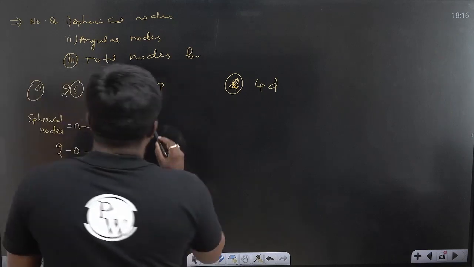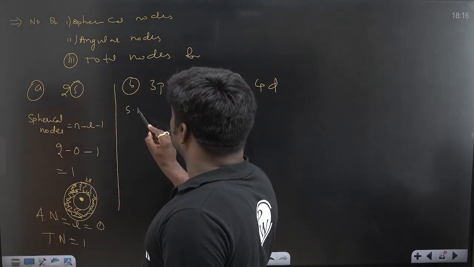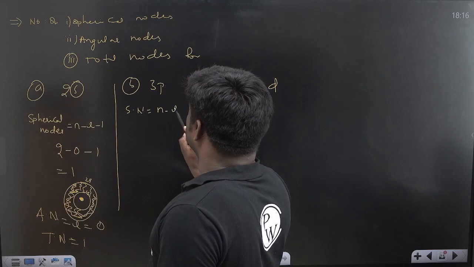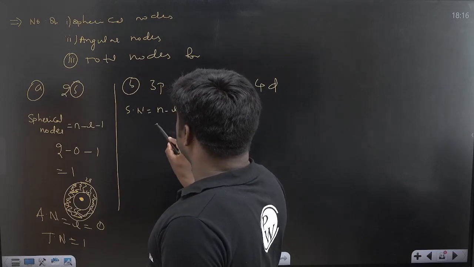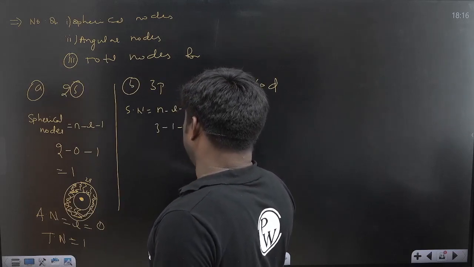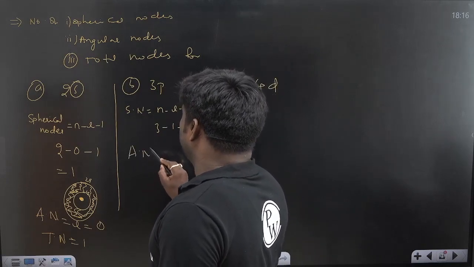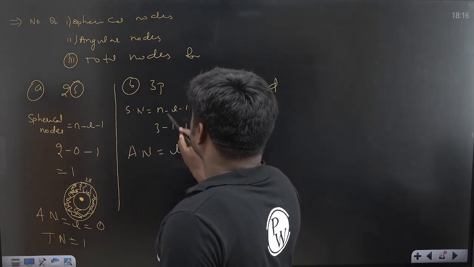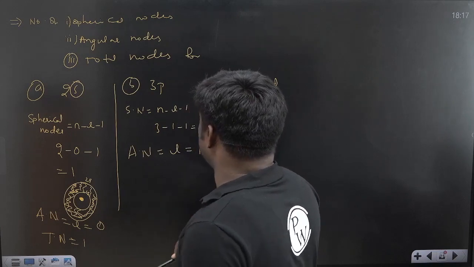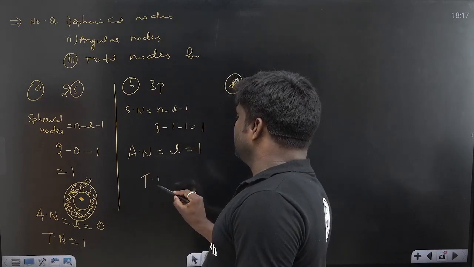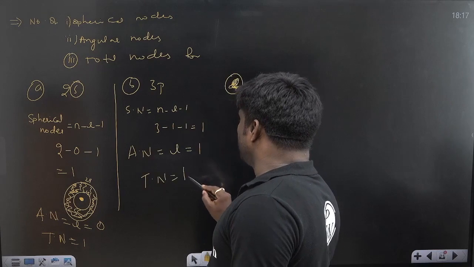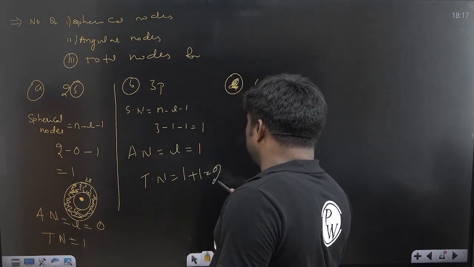Total nodes 1. Next, spherical nodes is equal to n minus L minus 1. N is 3, 3 minus 1 minus 1 is 1. Angular nodes is equal to L. 3P means angular node, L value 1. So total nodes is equal to what? Spherical nodes 1, angular nodes 1, total nodes is equal to 2.